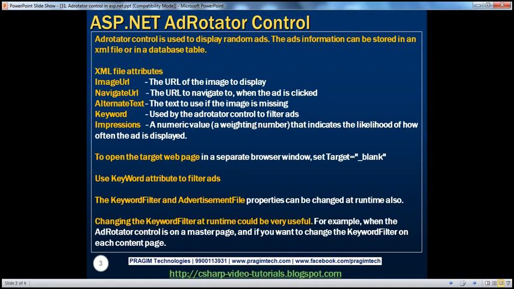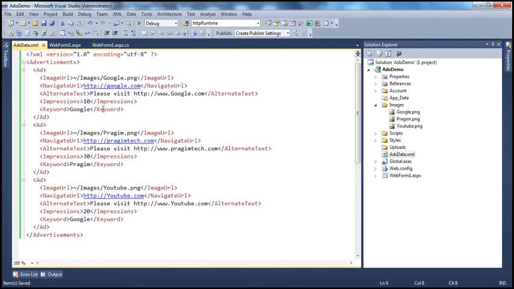And another important element here within the XML file is the keyword. Now we can use this keyword element to filter the advertisement that we want to show using the ad rotator control. Now this ads.xml can contain hundreds and hundreds of ads. And in my web application, let's say I have 25 or 30 web pages, and based on the content of the specific web page, I want to filter the ads. Is it possible? Absolutely.